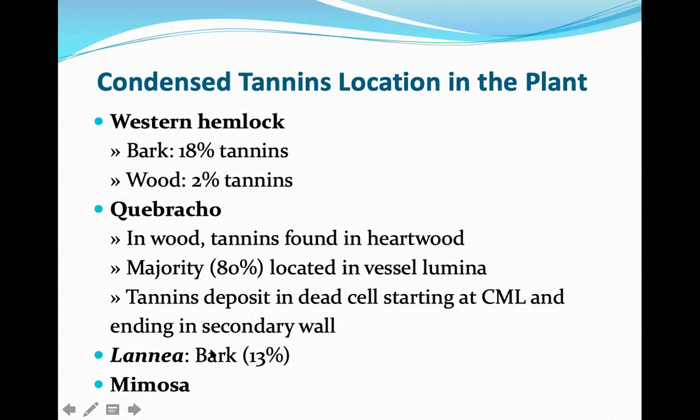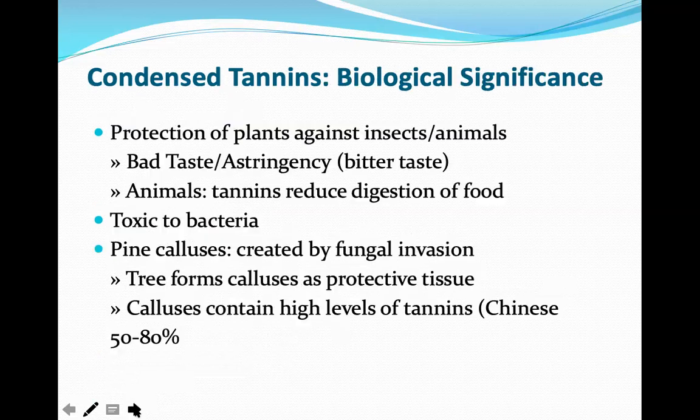This Lannea I studied a lot, and in a later lecture on different bioactive compounds, I shall discuss the biological activity and chemical properties of Lannea bark condensed tannin. Mimosa, another plant, also produces mimosa tannin. So if you are asked to name some important plants that produce condensed tannin: quebracho, Lannea, mimosa, western hemlock, you can name them.